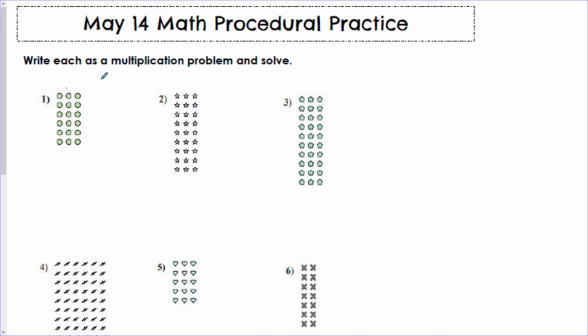All right. Like I said, we're going back to basics for our practice today. It says write each as a multiplication problem and solve it. So first thing you do, count your rows. So I have 1, 2, 3, 4, 5, 6 rows. How many are in each row?